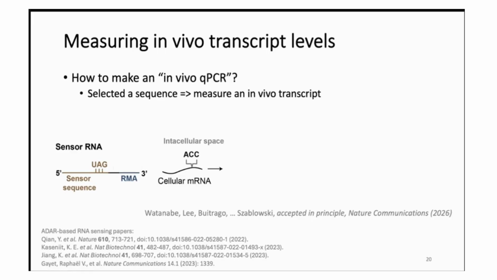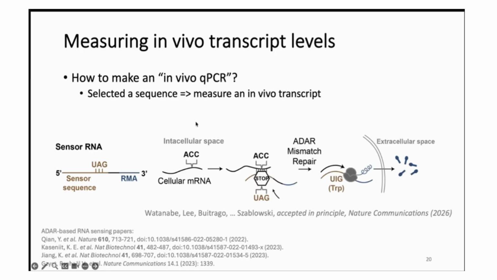Whenever there's a cell mRNA that is complementary to that sensor, they hybridize together and make a double-stranded RNA, and an enzyme within the cell called ADAR comes in and edits that stop codon into a tryptophan. When that becomes a tryptophan, this mRNA is capable of translating fully. The P2A sequence breaks the translated protein in half, and what we get out is just the output, in this case, the RMA or the serum marker, right?